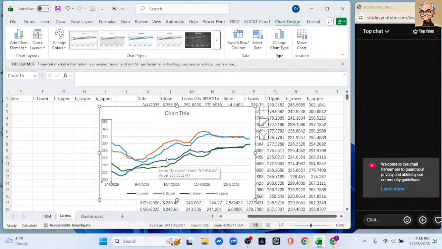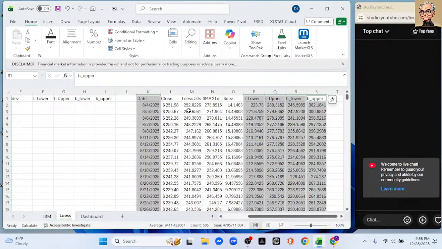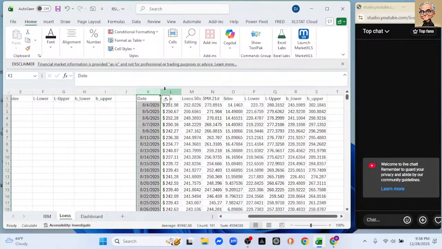All right. It seems to be a little higher than the Bollinger Bands, right? This is the lower Bollinger Bands. All right. This is the upper Bollinger Bands. You can see it's a little bit above there. Kind of interesting, huh? Okay. Close. Loess.